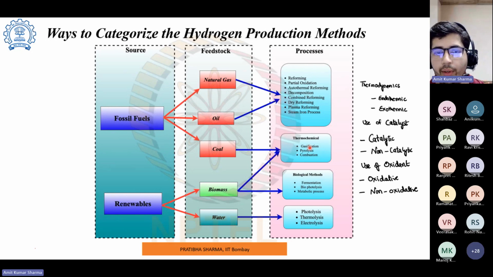From coal and biomass, we can use gasification, pyrolysis, and combustion. Gasification will produce syngas. And for biomass there are also biological methods like fermentation, biophotolysis, and metabolic processes, and for water, photolysis, thermolysis, and electrolysis. Nowadays electrolysis is very popular. Currently, I think the global capacity for green hydrogen production from electrolyzers is around 4%, but it's increasing very rapidly.